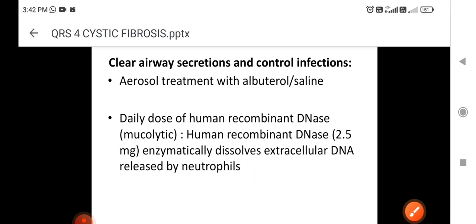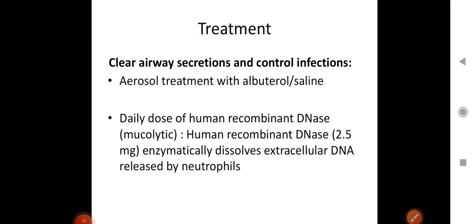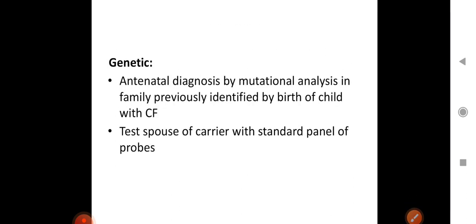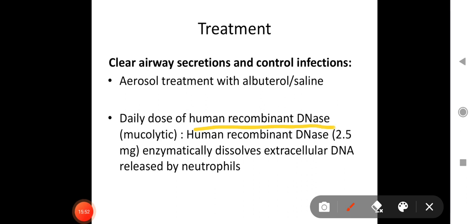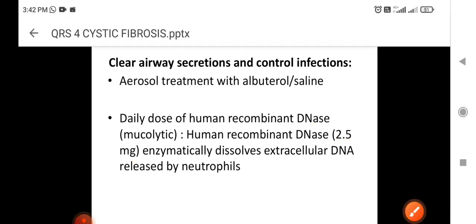So this contains many questions. What is human recombinant DNase, or which mucolytic agent is used in cystic fibrosis? So the answer is human recombinant DNase. What is the dose of human recombinant DNase? 2.5 mg. What role does it play? It enzymatically dissolves the extracellular DNA released by the neutrophils.